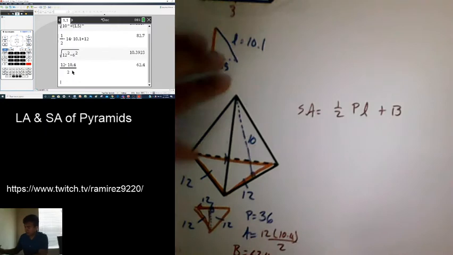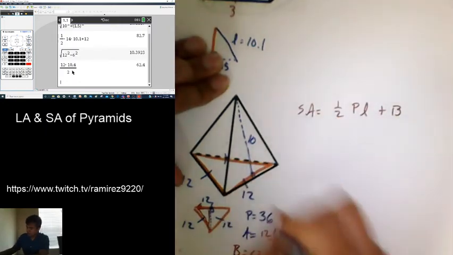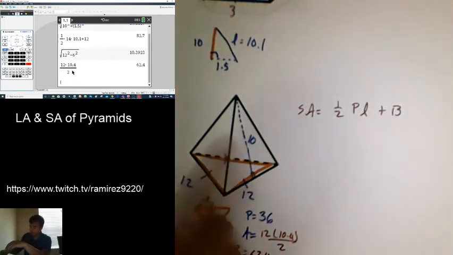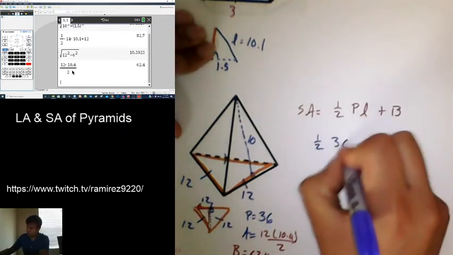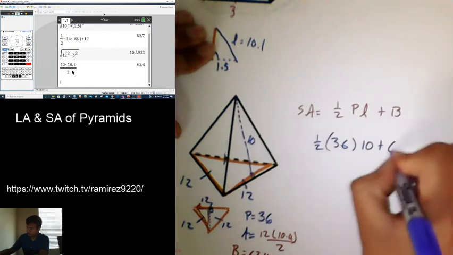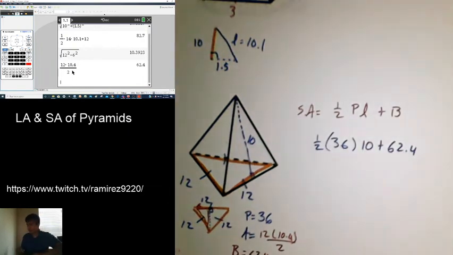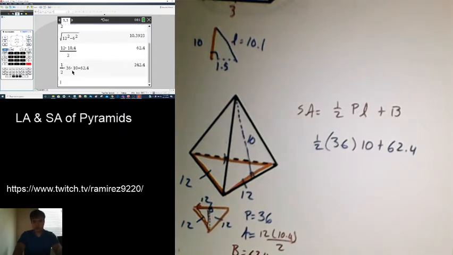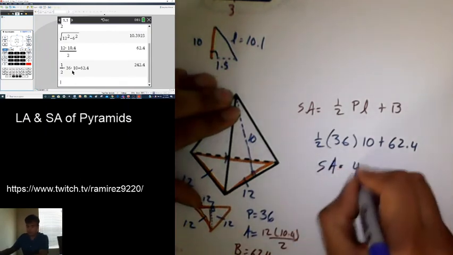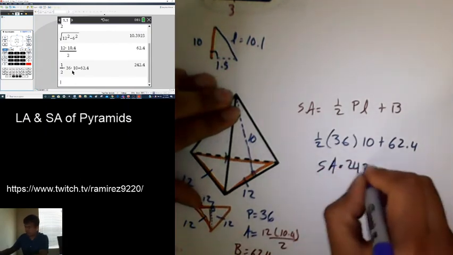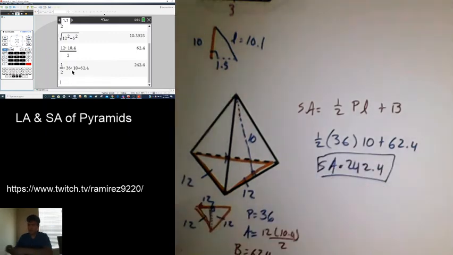Alright, so now I just plug everything in. I know my L was already given. L was 10. So it is going to be 1/2 times 36 times 10 plus 62.4. So the surface area is 242.4. That's it.